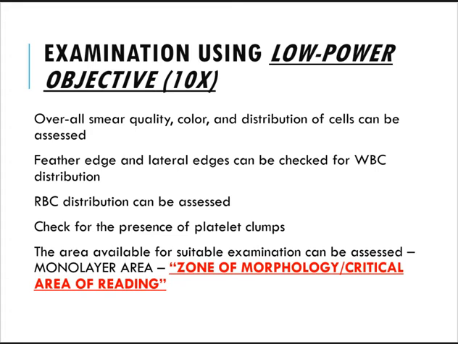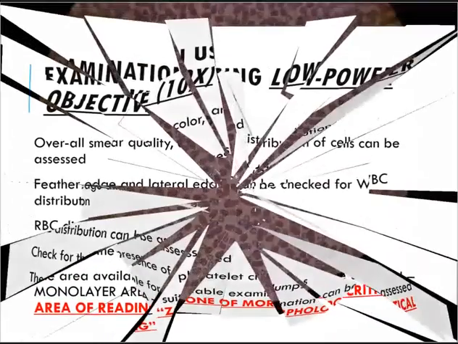Take note, guys, the area available for suitable examination can be assessed. It is called your monolayer area or your zone of morphology. You can also call it your critical area of reading. So either of the two, guys: zone of morphology, critical area of reading, or you can also answer monolayer area. Basta, it is the site, okay? It is the area where suitable examination can be viewed or assessed.